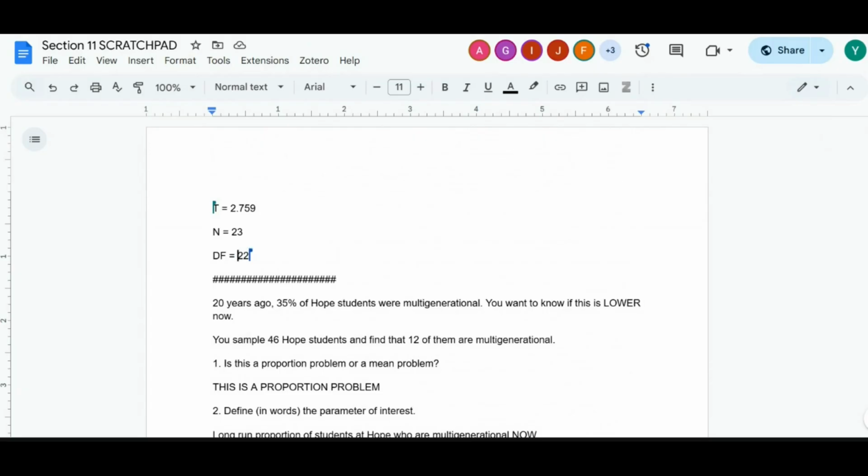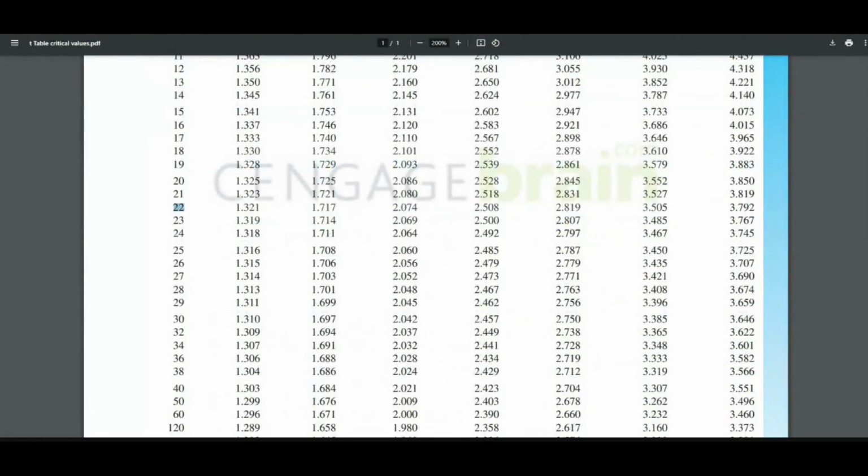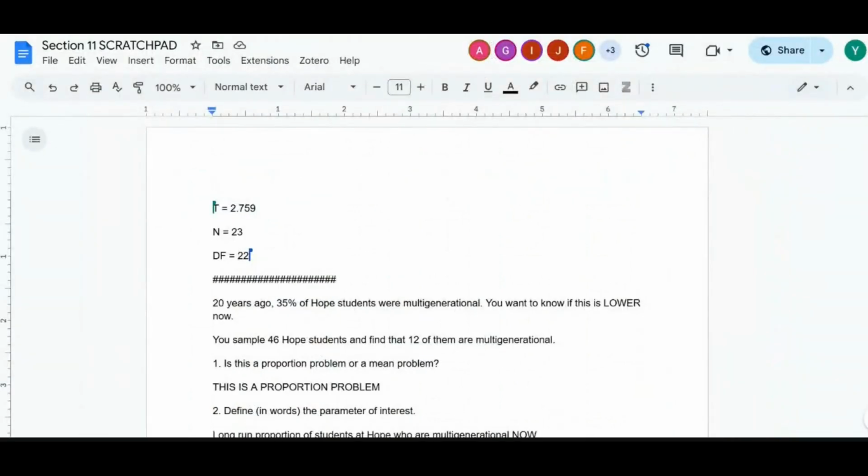Good. So the first thing you need to do is go to the table, make sure you are on the row that says degree of freedom 22. Highlight everything. It just makes it easier. Okay. What was our fictitious value of t? I'm just using 2.759 for some reason. Okay, 2.759.